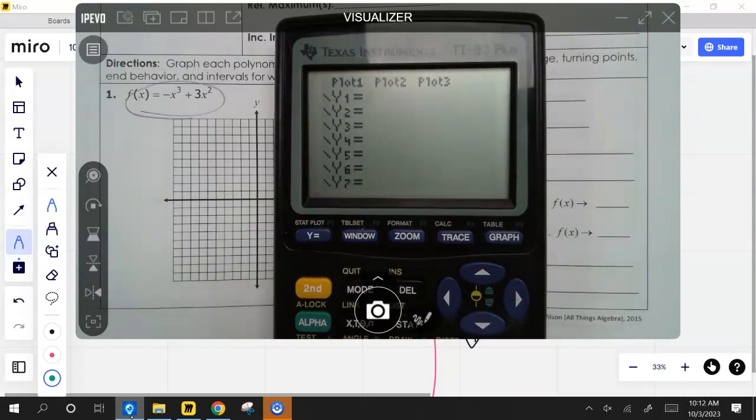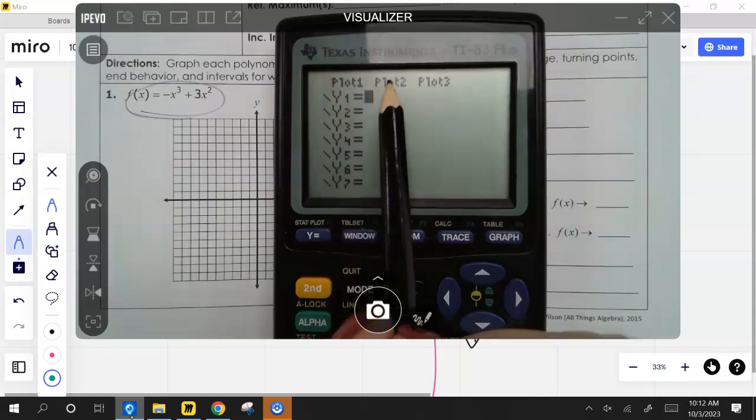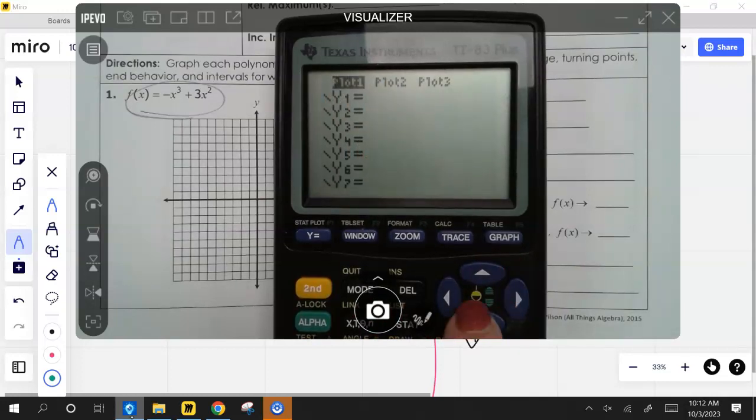Yeah. Hit y equals, make sure everything's cleared out. Make sure none of these plots are highlighted. Okay, if they're highlighted, they will look like that and you will not be able to graph. So go up to them, hit enter, and come back down, and that cuts them off.